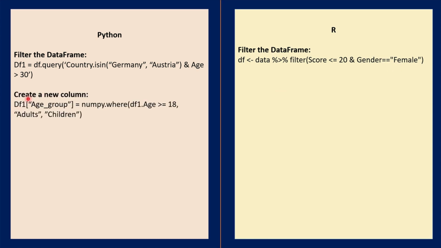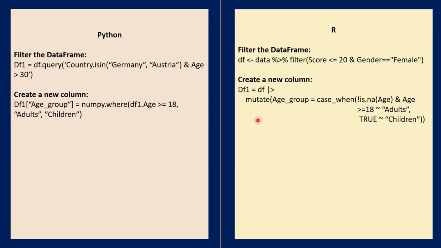So now, how can we create a new column? We are calling the numpy package here and the where function to check only the age column. Here we are reading only the age column, which is greater than or equal to 18. We're considering them as adults. The rest will be children. And you're assigning age_group as your column name.